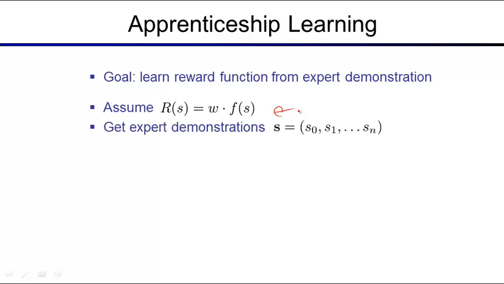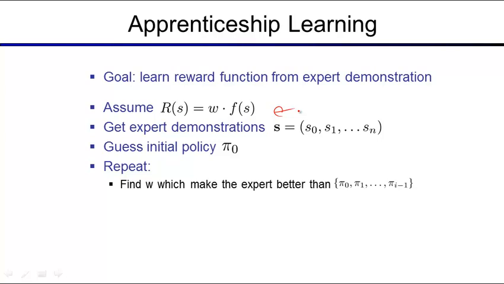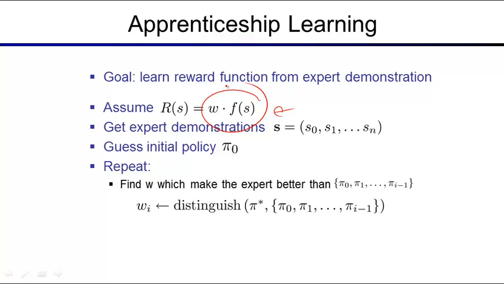You get expert demonstrations. That's a sequence of states. You get some initial policy, pi 0. And then you repeat this procedure. You say, well, let's find the set of weights that make the expert, which is your demonstration that you saw, obtain a higher score, W times f of s, than any of the other policies I've considered so far. That's like a perceptron. The other policies are the negative examples. Your expert features is the one positive example, and you learn the classifier that makes the expert the positive class, and all the others the negative class. Okay, so that's your perceptron.